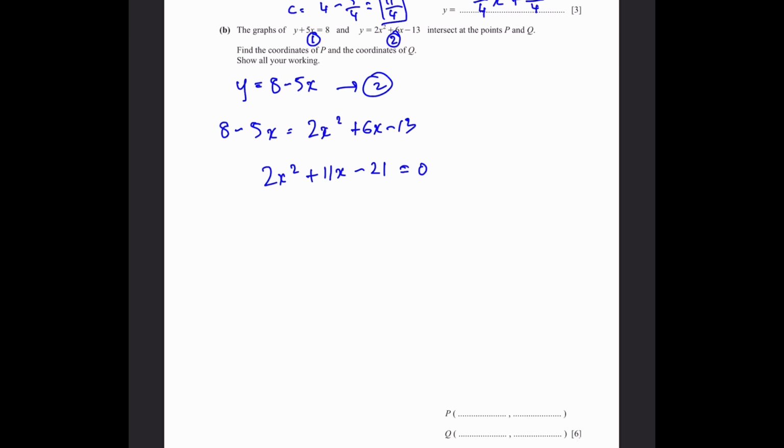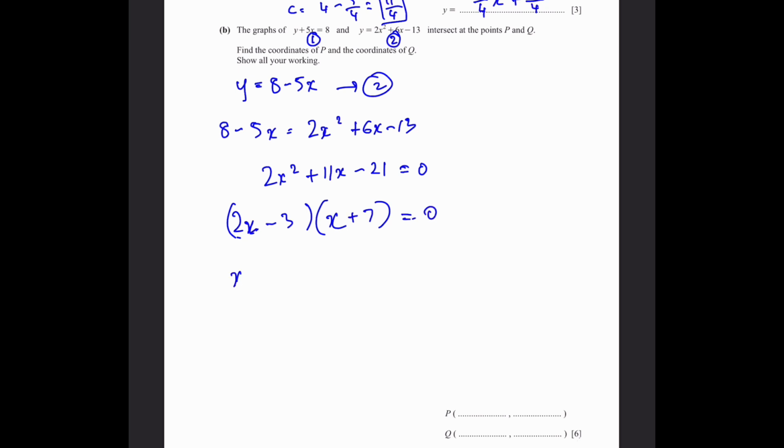And of course that is by bringing both of these to the other side. Minus 5x becomes plus 5x and 8 becomes minus 8. So if we factorize this correctly, we'll get 2x minus 3 times x plus 7. And of course that's equal to 0.